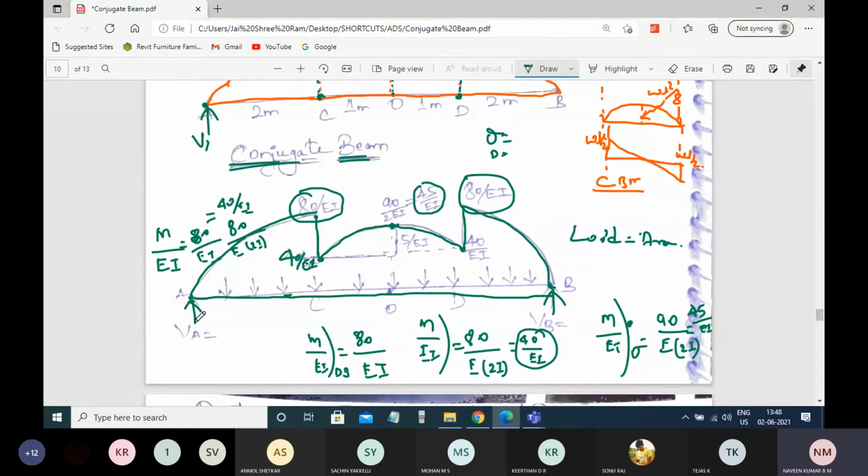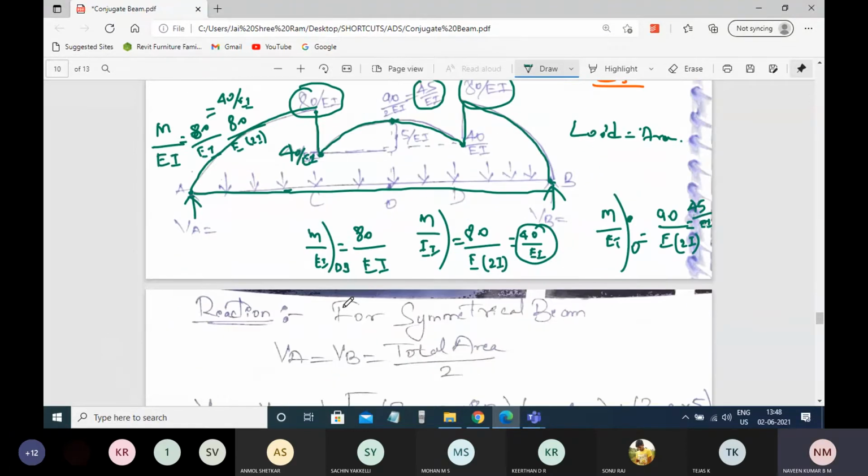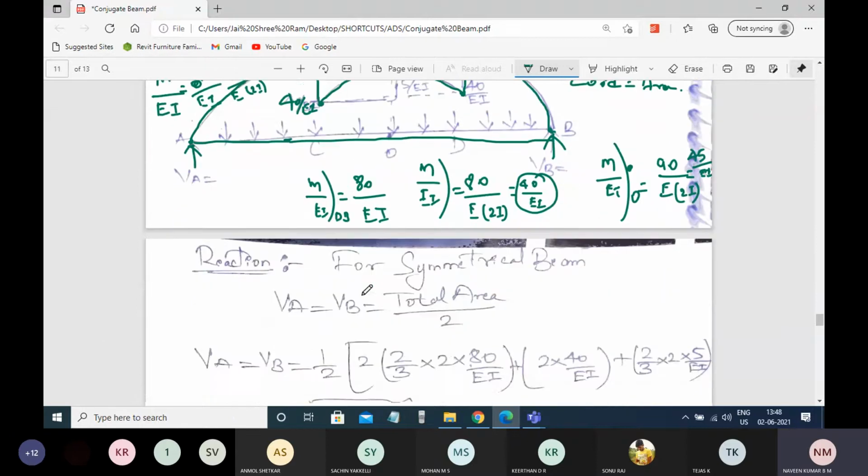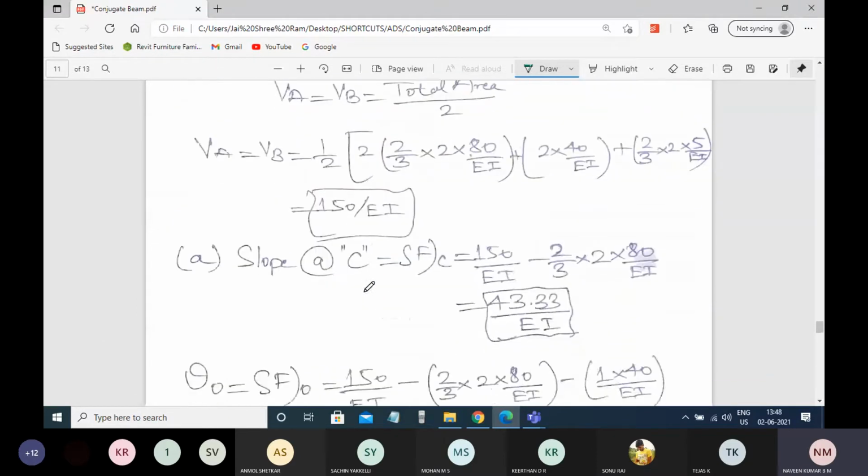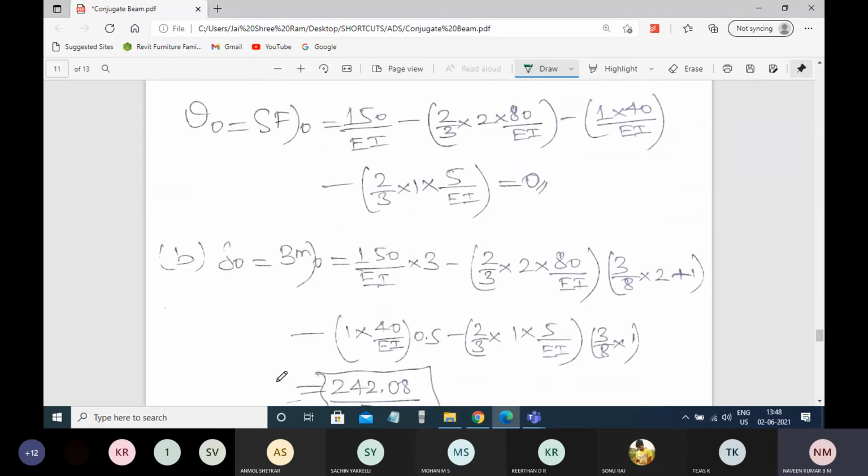Next, moving to this particular one, we need to find the slope at C as well as delta at O. That means delta at O, the midpoint.